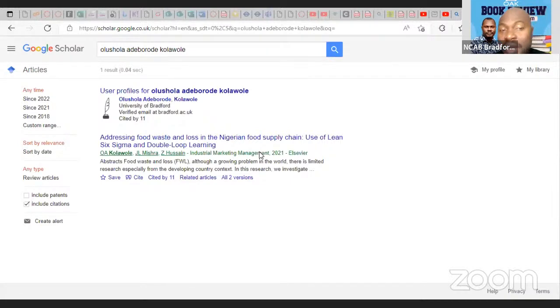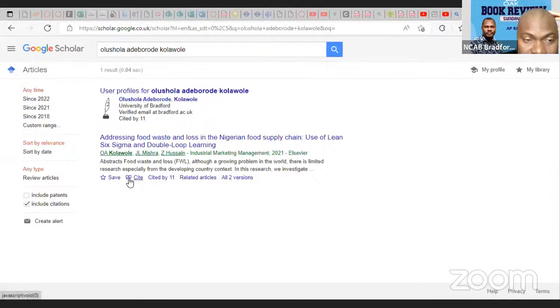Addressing food waste and loss in the Nigerian food supply chain: the use of Lean Six Sigma. I don't want to use EndNote, but I want to copy the Harvard referencing from here. So what I need to do is just to come here. If you look at the site, I hope you can see it. Can you all see that?